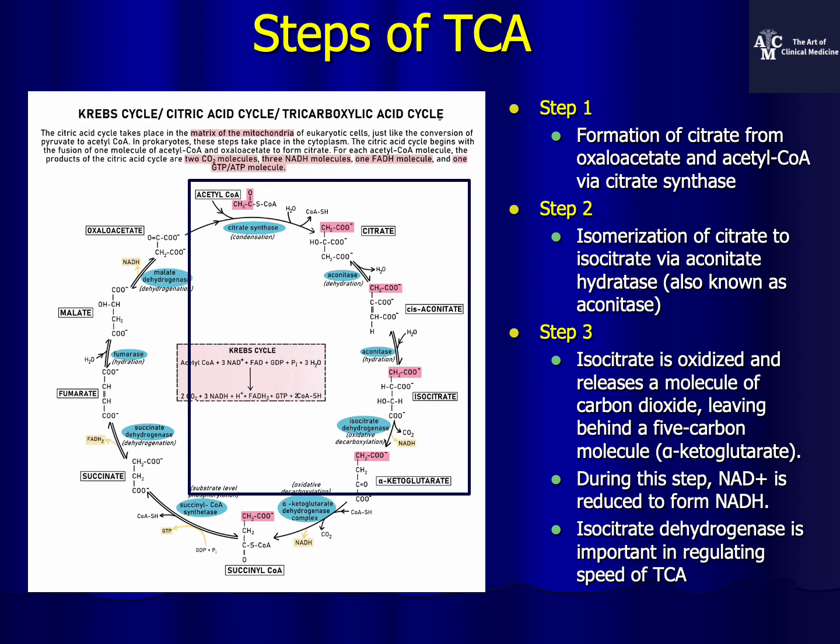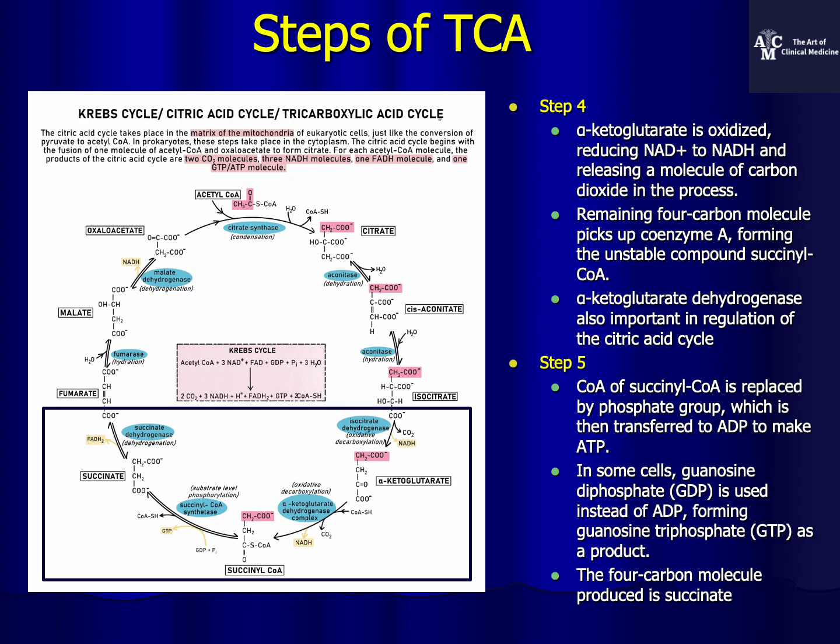So back to the TCA. Step 1 is forming the citric acid. Step 2 is isomerizing that citric acid to cis-aconitate. And then in step 3, the next enzyme forms isocitrate. During this step, NAD is reduced to form NADH. This is also a regulatory enzyme in the Krebs cycle, because NADH can go back and inhibit if there's too much overproduction and slow down the Krebs cycle. The next step is the formation of alpha-ketoglutarate, and it releases a molecule of carbon dioxide in the process.